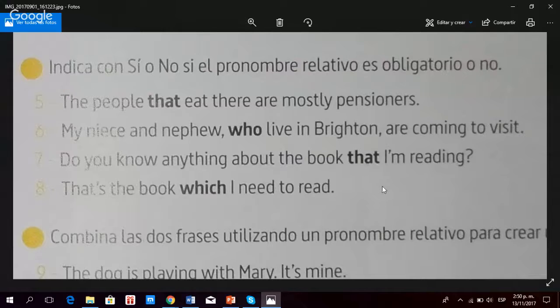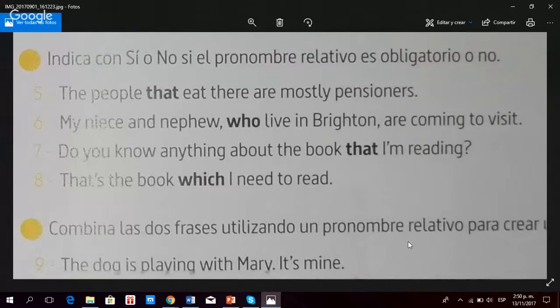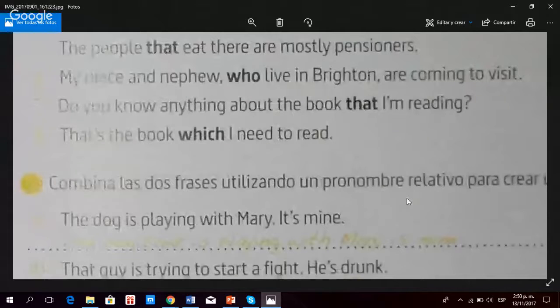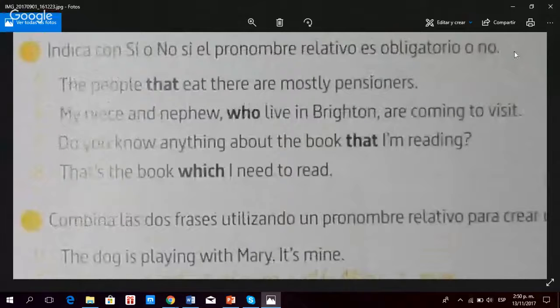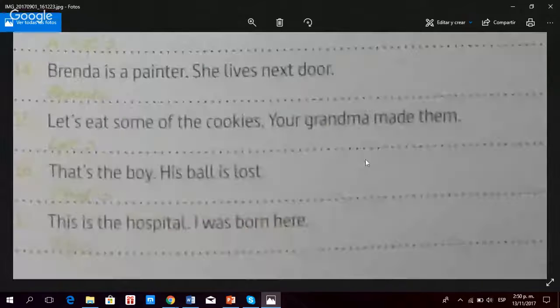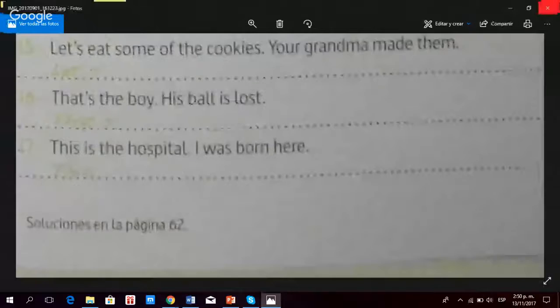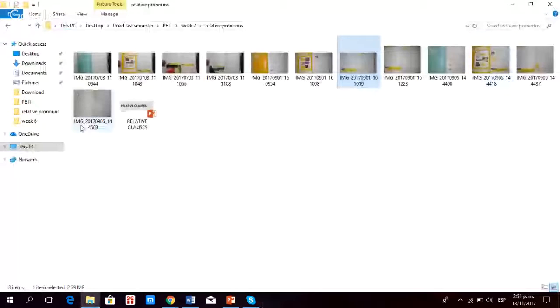The last one is: that's the book which I need to read. In this case, that's the book which I need to read. Okay, very good. Yes, you're right. That's right. And now let's see the last activity.